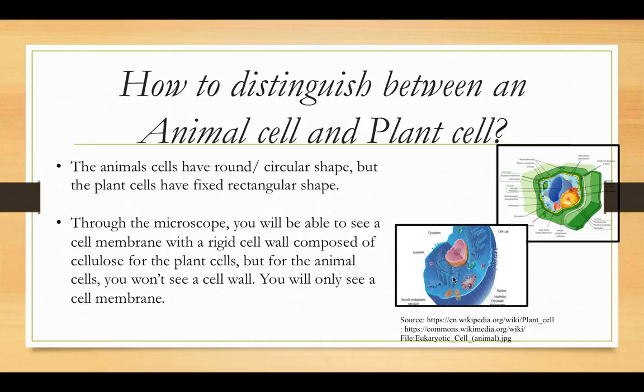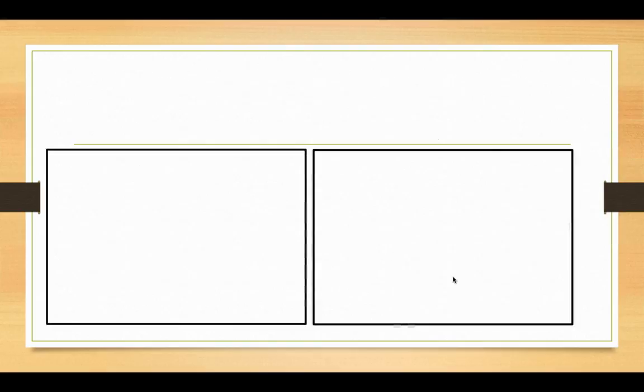Through the microscope, you'll be able to see a cell membrane with a rigid cell wall composed of cellulose for the plant cells, but unfortunately, the animal cells don't have it. So you won't see a cell wall. You will only see a cell membrane. Both of them have a cell membrane, but plant cells have a cell membrane with a cell wall, while animal cells only have a cell membrane.